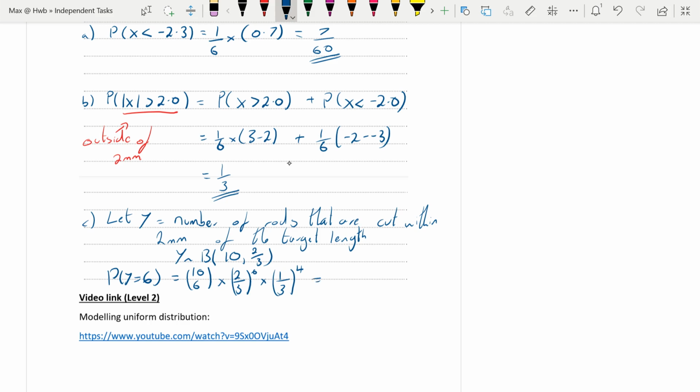So if I type that in my calculator, I get 0.2276. Now, please still use binomial PD to check your answer. If you've got an equals to, so you've got a PD function, then let's make sure that we're using the formula as much as we possibly can.